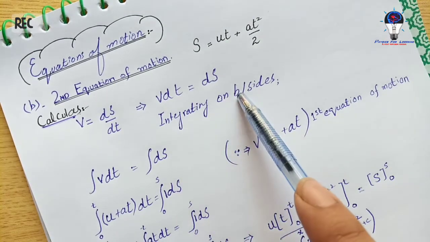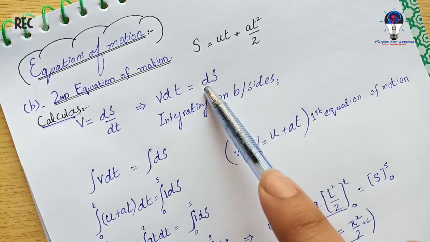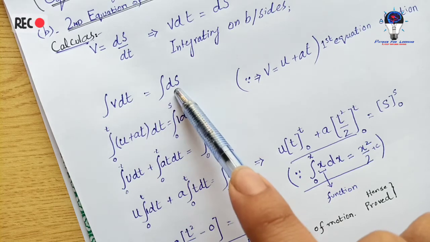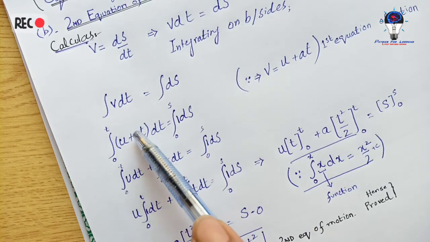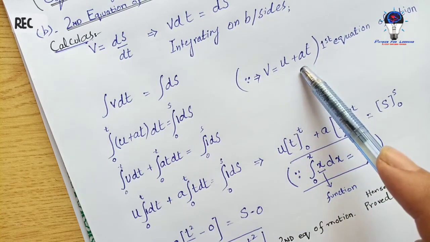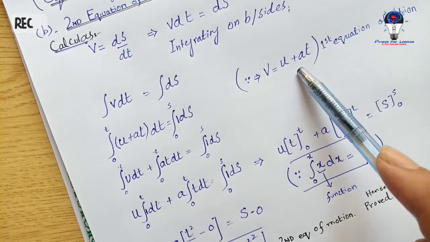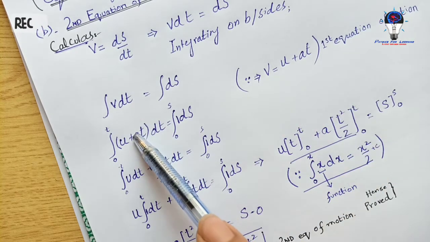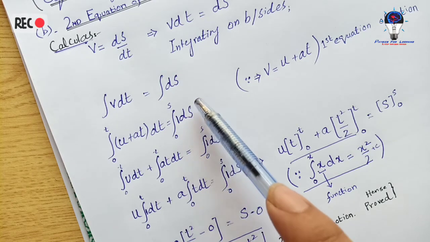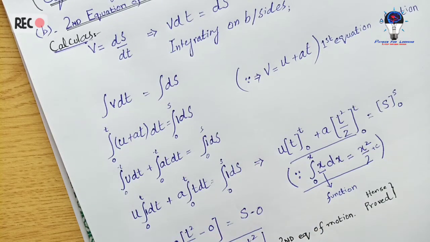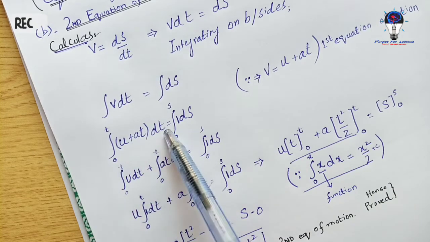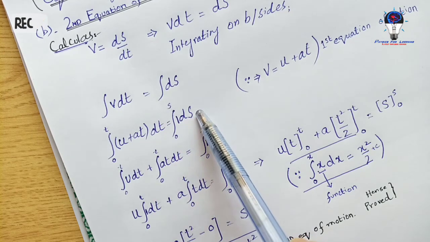Now integrating on both sides of this expression we will get integration of v with respect to t is equal to integration of ds. Now as we all know that v is equal to u plus at, which is the first equation of motion. Now substituting this value in place of v we will get integration of u plus at dt is equal to integration of 1 with respect to ds. Keep this thing in mind that 0 and t is the limit for the left hand side and 0 to s are the limit for the right hand side.